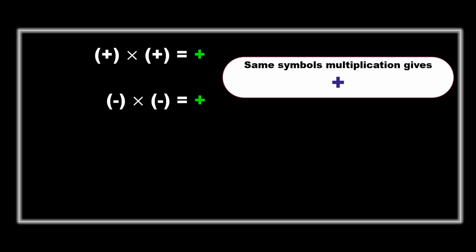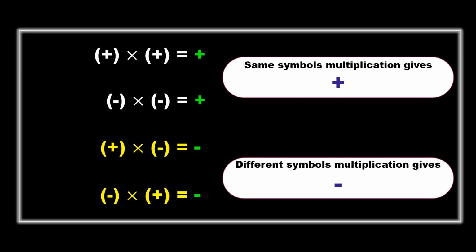Now we'll go to the different symbols. Now different symbols, here I took plus and here I took minus. Here these two are different, right? One is plus, one is minus, and they are different. So different symbols will give you minus. So if you take plus into minus, or if you take minus into plus, it gives minus only. I gave the reason here. Different symbols multiplication gives minus.